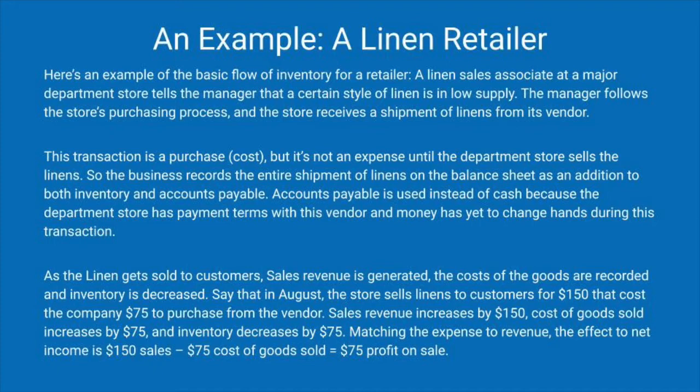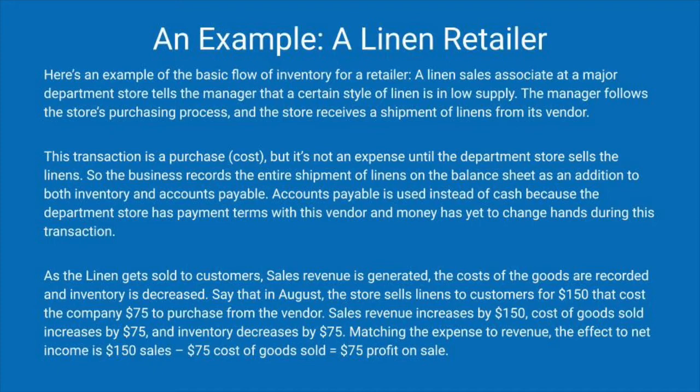So the business records the entire shipment of linens on its balance sheet as an addition to both inventory and accounts payable, because normally the products come in on some form of credit and the company will pay for them a little bit later on. As the linens get sold to the customers, sales revenue is generated and recorded, and the costs of the goods that are being sold are also recorded, and the inventory is decreased.